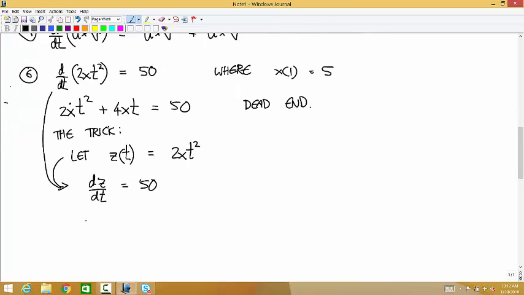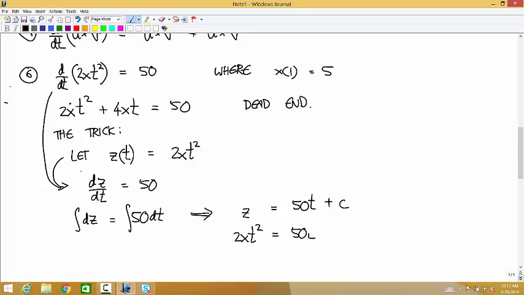That's easy to solve. You get the integral of dz is equal to the integral of 50 dt. So you get z is equal to 50t plus c. And now we'll plug back in for z, so 2xt squared is equal to 50t plus c.